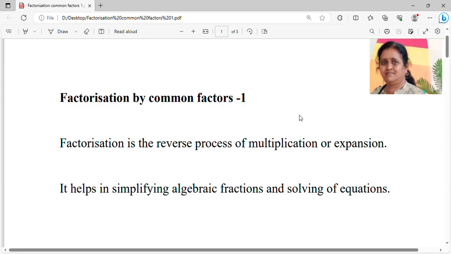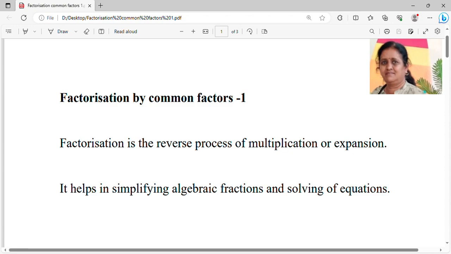Welcome students to another session of Learning Maths. We did finish expansions, my previous topic, so I have moved on to factorization. Factorization is nothing but the reverse process of expansion or multiplication.